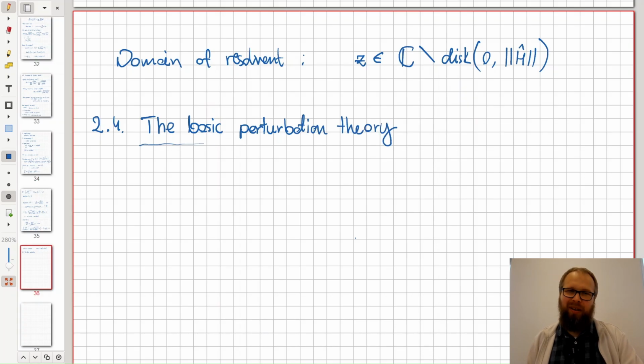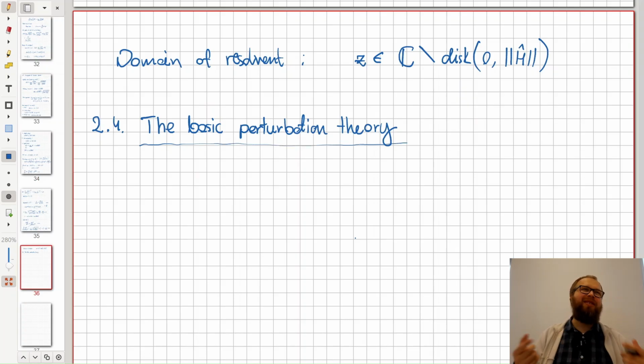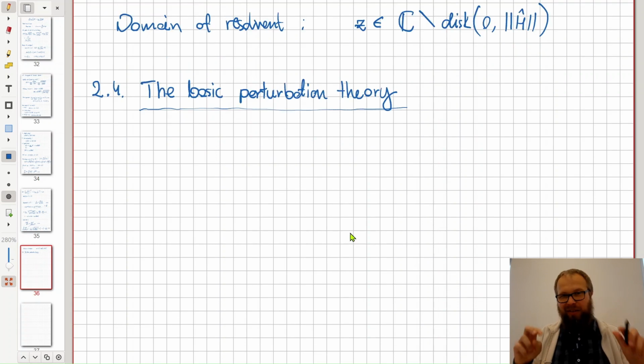Implicitly for the evolution operator, of course, because what else do we have here? We call it basic so that when I refer to it, you will know what I mean. So the thing I will describe here will be the basic perturbation theory.